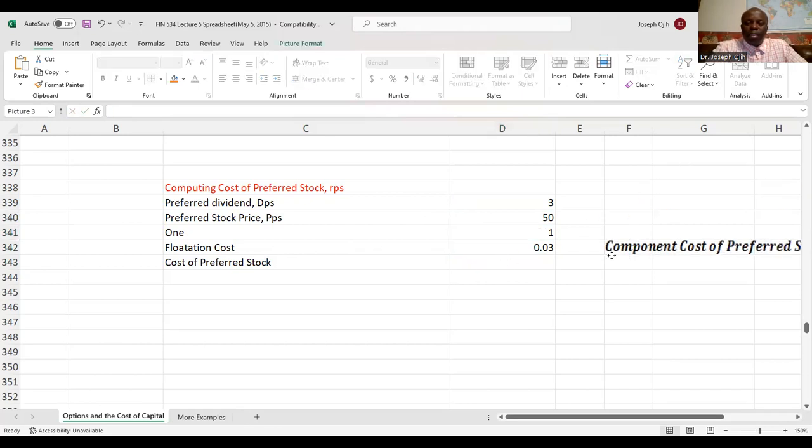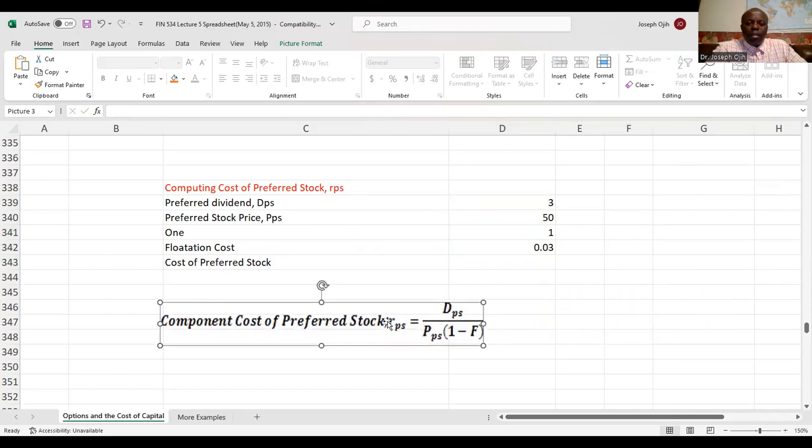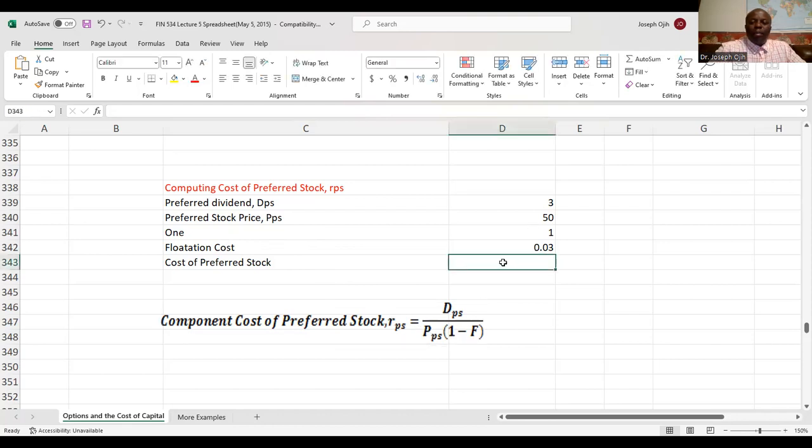Remember the formula here. Cost of preferred stock RPS is DPS over PPS times 1 minus F, where DPS is the preferred stock dividend, PPS is the preferred stock price, and F is the flotation cost, and 1 is part of the formula. So just plugging this in. Remember, when using Excel, you put the equal sign first before you start typing the formulas. Before we do that, I want to remember these are currencies and money, so I'm going to change them to currencies.